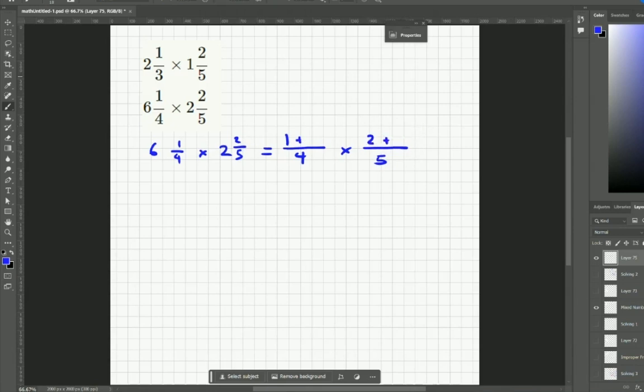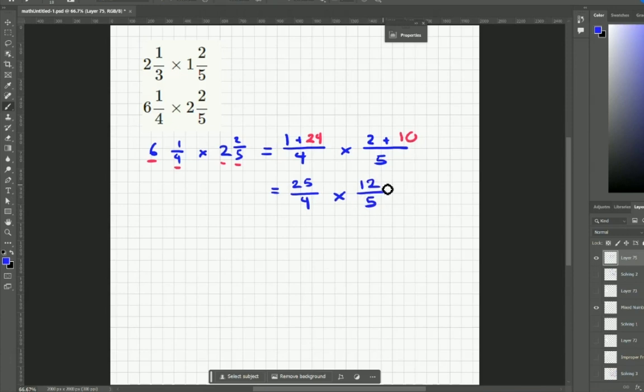To figure out what that something is, we're again going to multiply the whole number by the denominator. 6 times 4 is going to be 24. All right, and let's do the other one. 2 times 5 is going to be 10. Now we are left with, adding these up, 25/4 multiplied by 12/5. Again, quite large numbers.